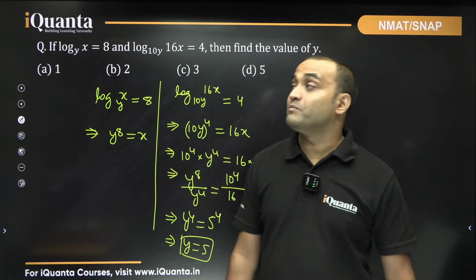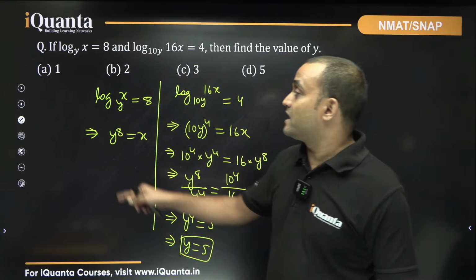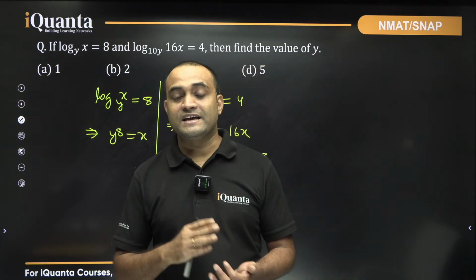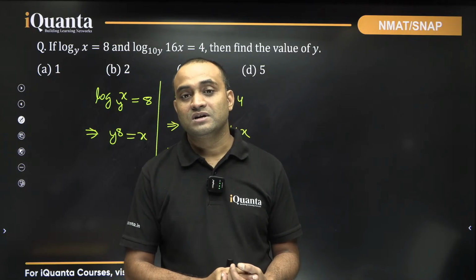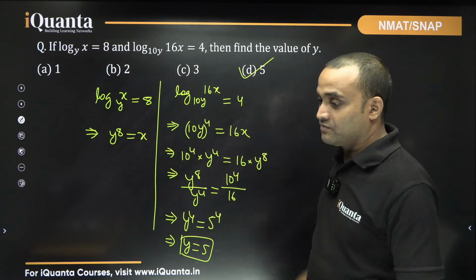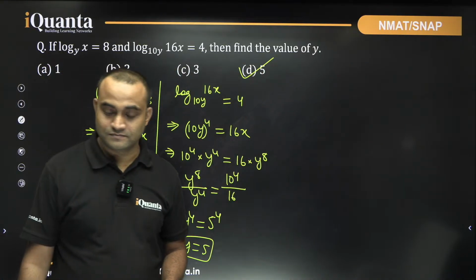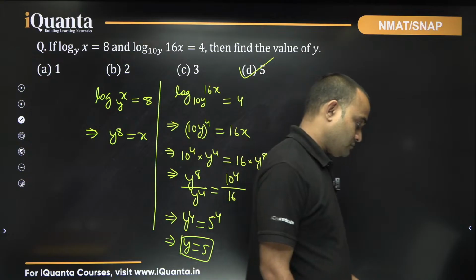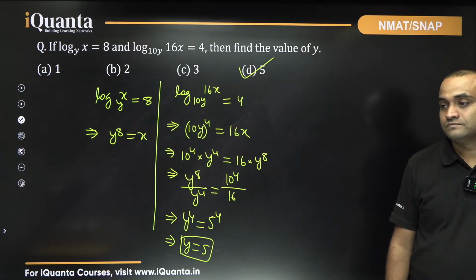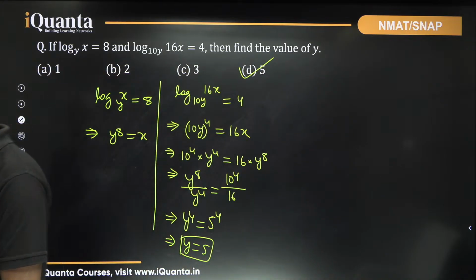Y could also be minus 5 for this equation, but minus 5 won't be applicable here, because we know that in log x to the base a, x should always be greater than 0 and a cannot be negative. So the answer is option D, which is 5. Okay everyone, is that clear?